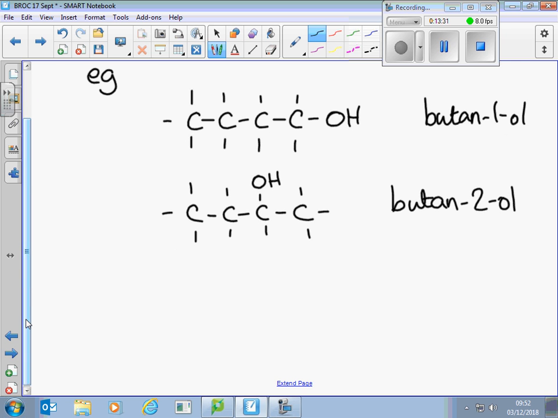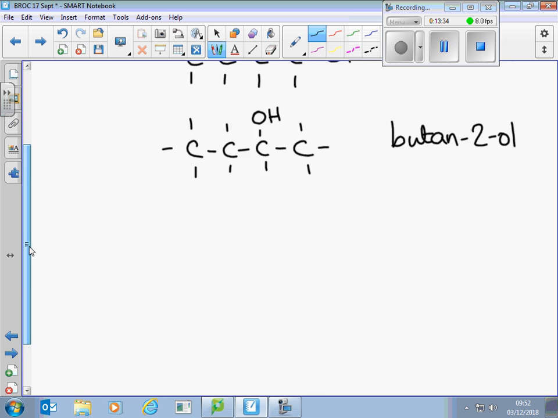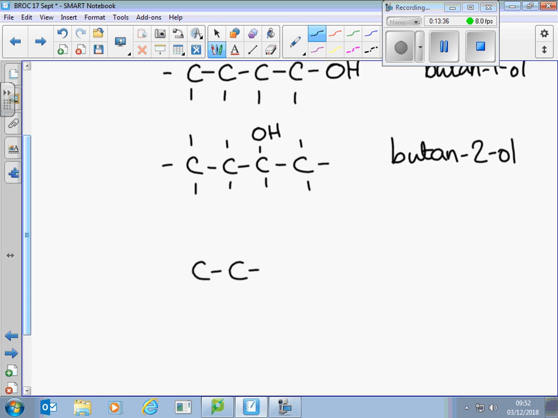All right. Now, you've got other options that you could put branches in. So we could have, I think I can do it with this one. 1, 2, 3. If I put a branch there and an OH there. Ooh, what should we call this one? Is that still butanol? No, because our longest chain is 3, so it's going to be based on propanol. Yeah, methane, ethane, propane. All right, propanol is our stem, if you like. Doesn't matter which end we count from.